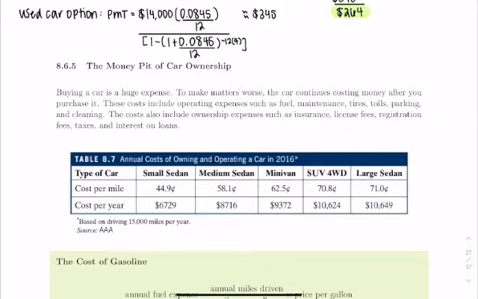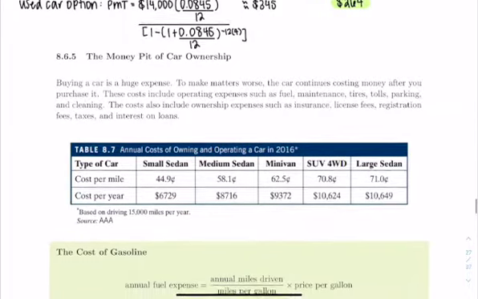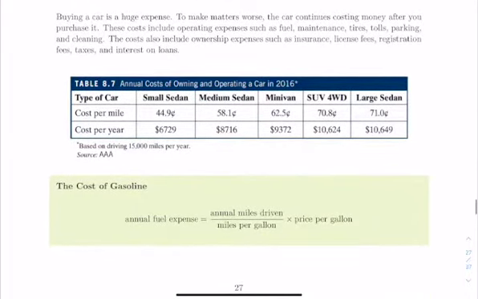And so in the chart below, you can see the annual cost of owning and operating a car in 2016. This is based on driving 15,000 miles per year. And so for a small sedan, the cost per mile was about 45 cents. For a medium sedan, it was about 58 cents. For a minivan, it was about 62 cents. And an SUV with four-wheel drive was about 71 cents, and a large sedan was also 71 cents.